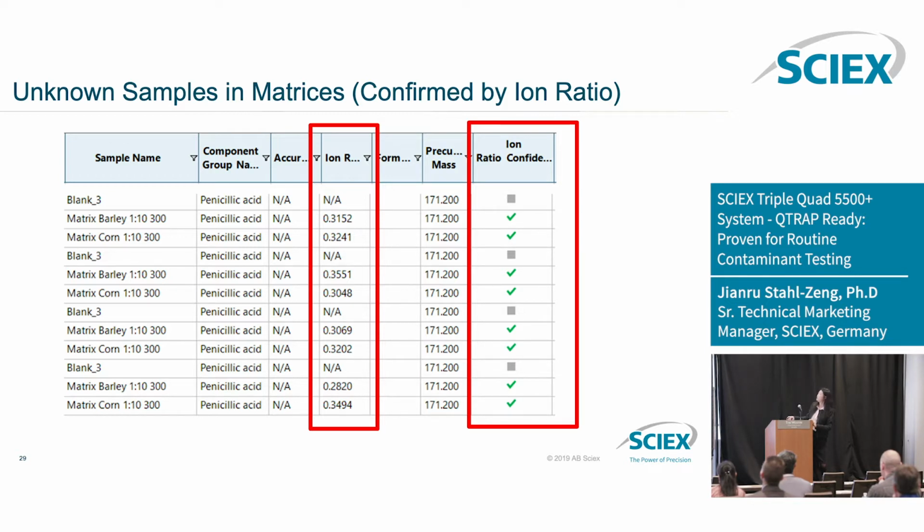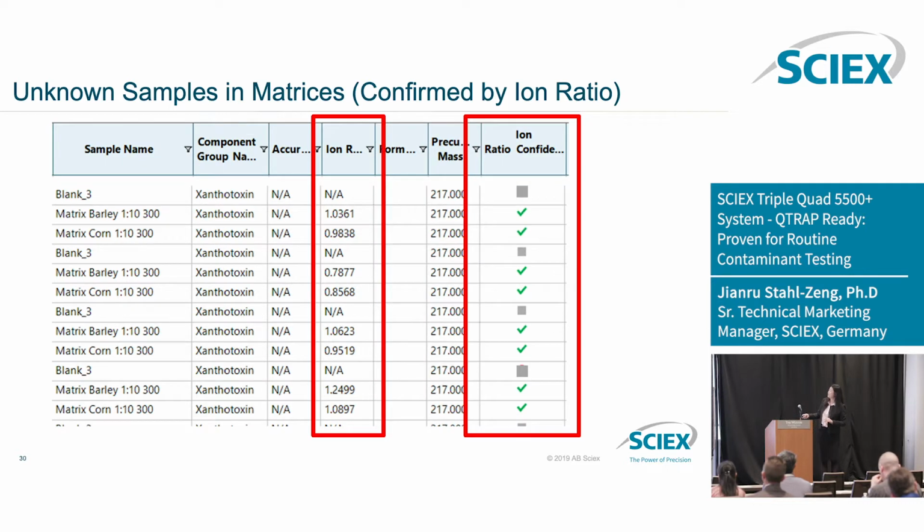Okay, so you can see here with the picture, this unknown is quite nice, the ion ratio is fit. With SCIEX, you also have the possibility to look at it in the results table. You see here, the ion ratio is green, that means it's fit. Even though this is an unknown, it fits the average of your standards. That means this one you can confirm by ion ratio. Okay, so here's another example.